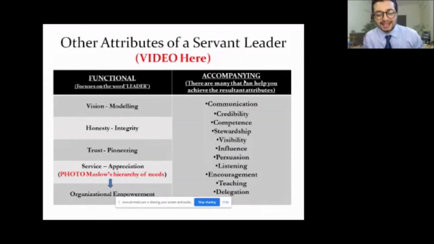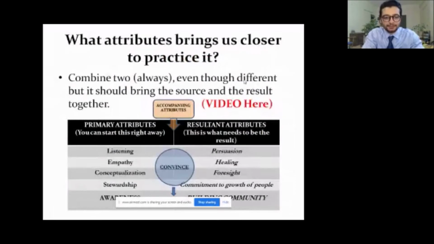Now, as I said in the previous slide, we had talked about something called accompanying attributes. You can see that on the right-hand side. But if you look very closely, you'll see that accompanying attributes were also a part somewhere inside your primary attributes, as well as your resultant attributes. Listening is also a part of accompanying attributes, and persuasion is also a part of accompanying attributes. Now you will say, this is such a clumsy diagram, Viraj. Why would you even think of this? I have a very simple thing.